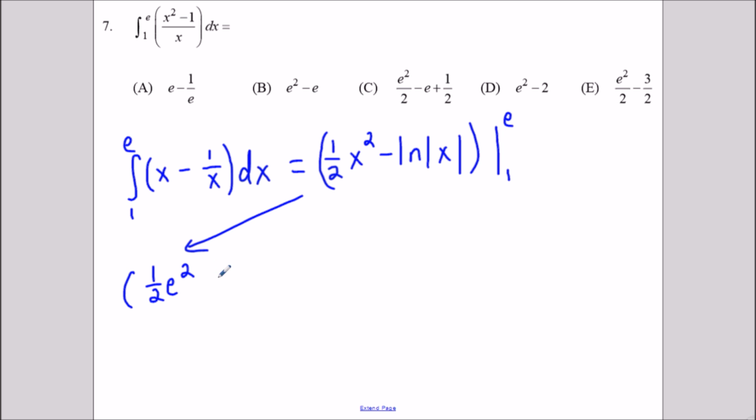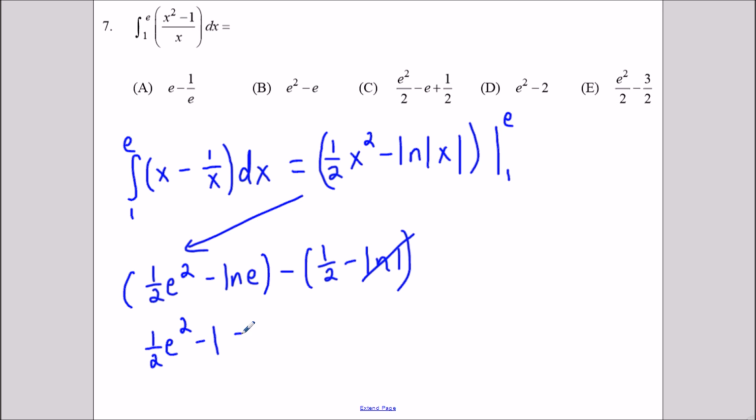We'll have 1/2 e squared minus natural log, and absolute value of e is just e because e is positive, minus, and then we plug in 1. So I'll have half of 1 squared minus natural log of 1. And natural log of 1 is equal to 0, so that goes away. And this simplifies to 1/2 e squared minus 1 minus 1/2.